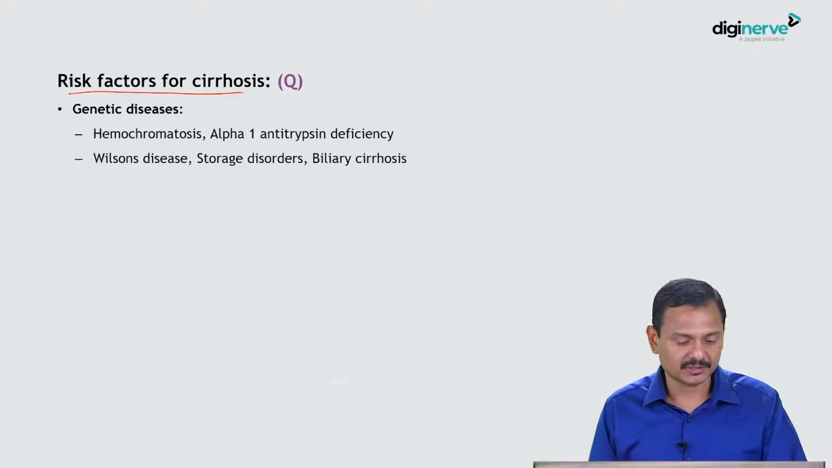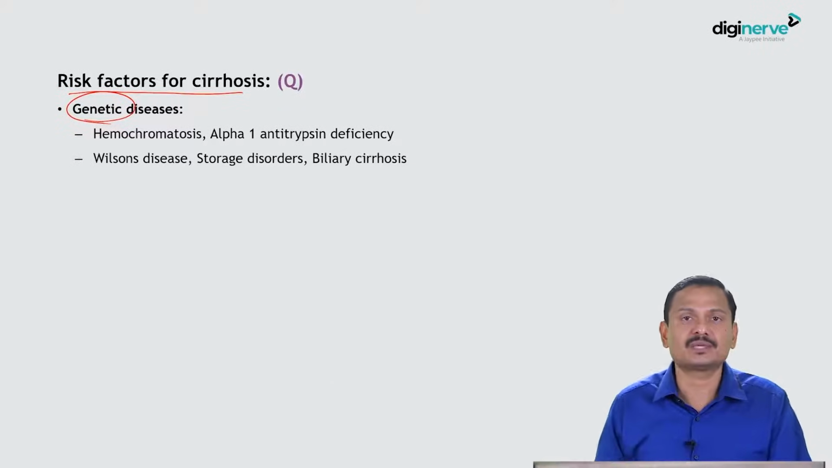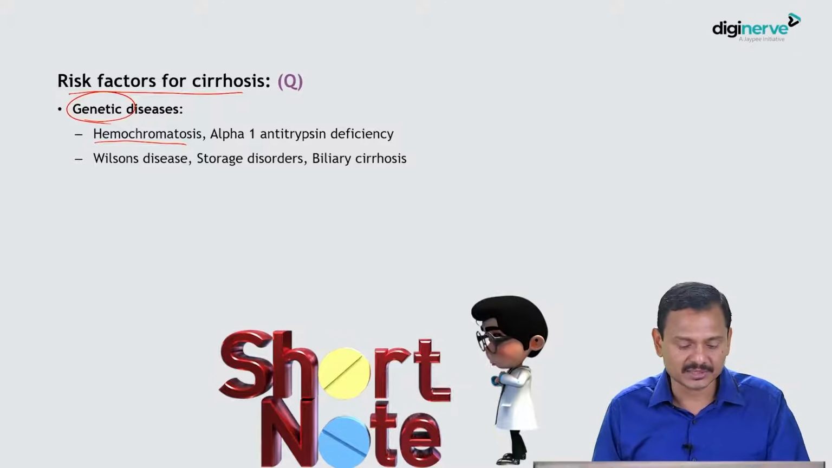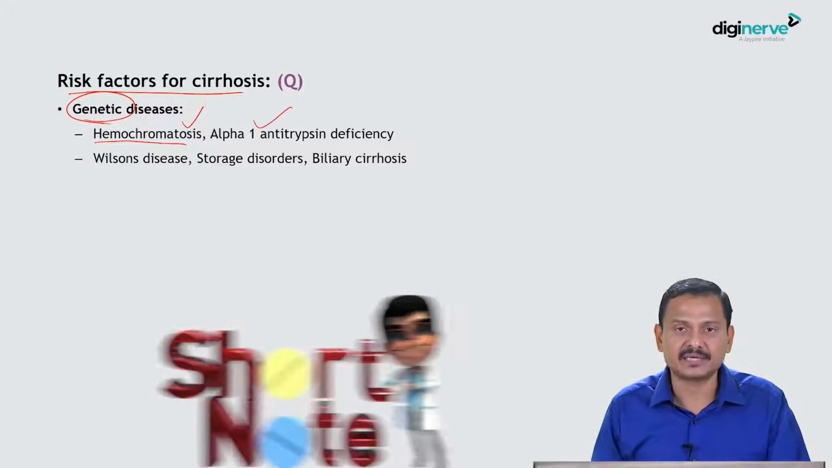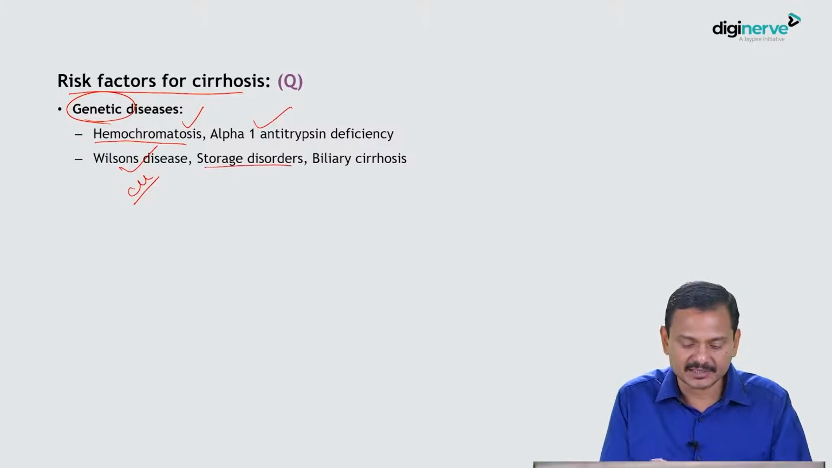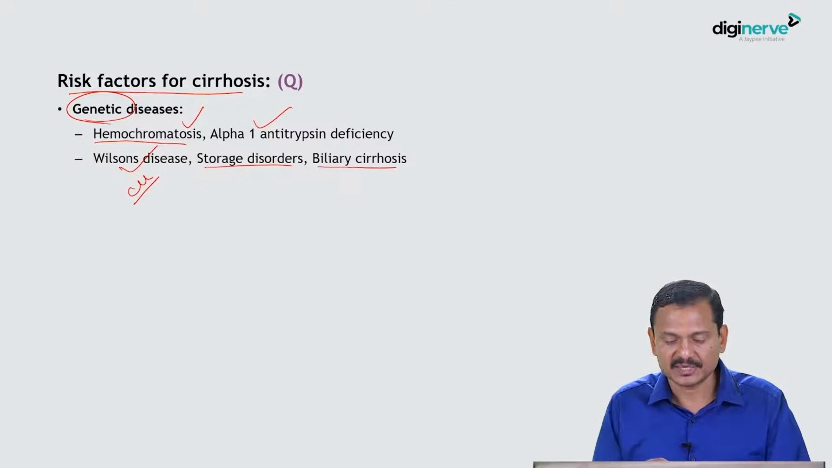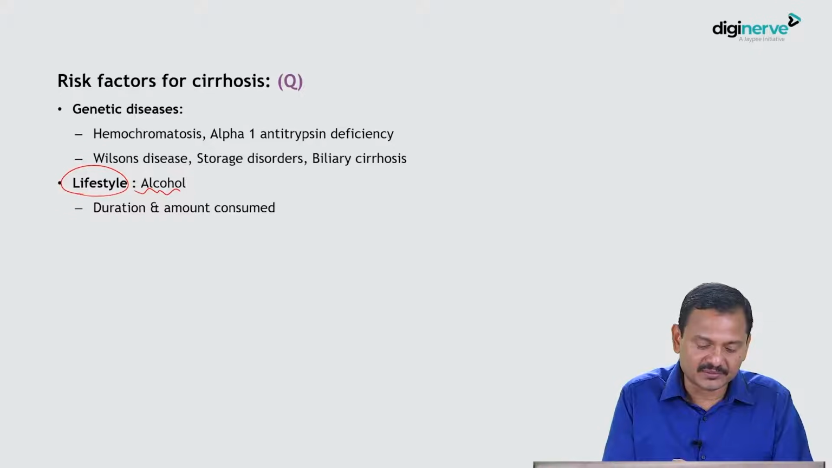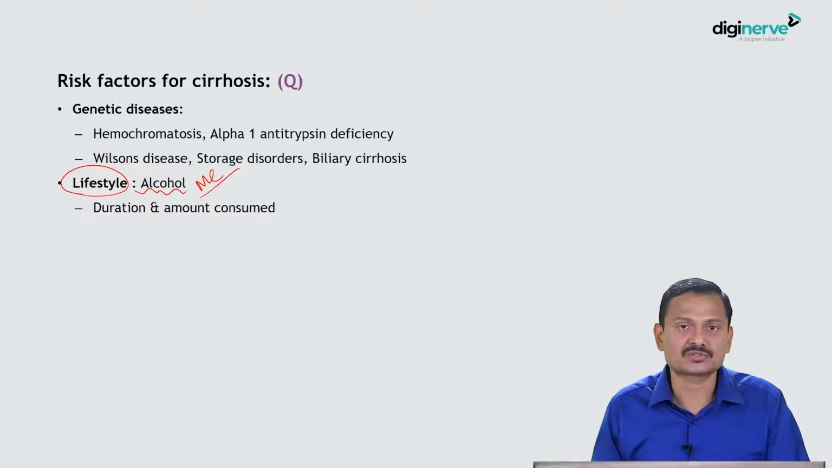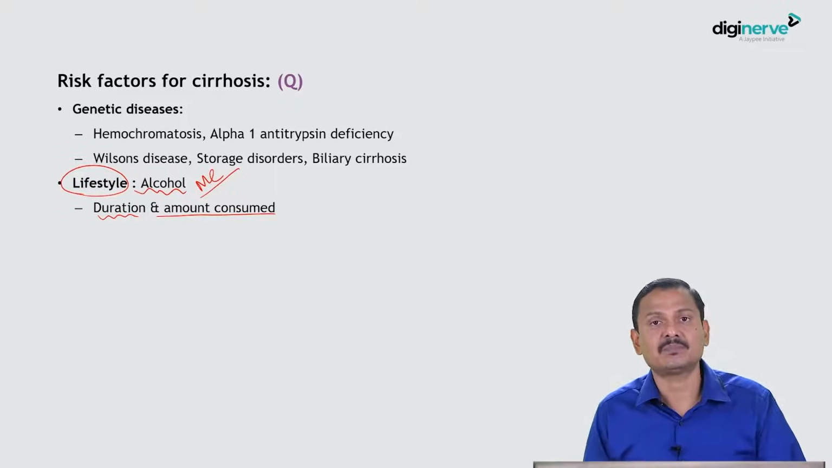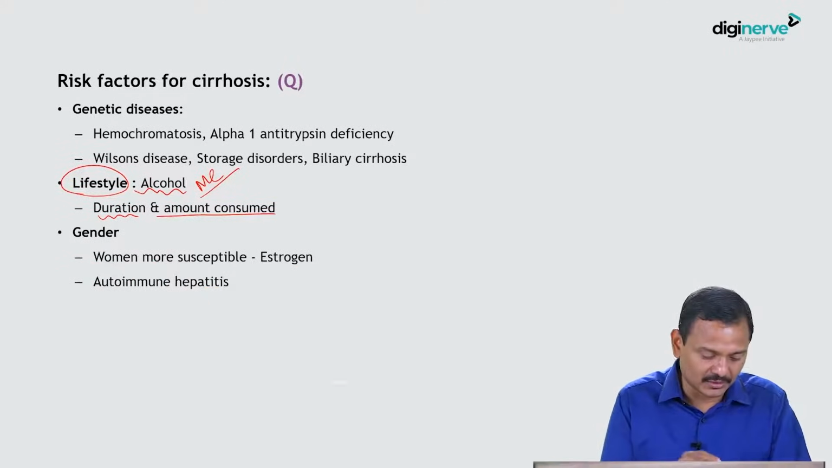Now let's discuss what are the risk factors for cirrhosis. First, there has to be a genetic predisposition, and the genetic diseases commonly encountered are hemochromatosis, alpha 1 antitrypsin deficiency, Wilson's disease in relation to copper abnormality, then there can be storage disorders as well as biliary cirrhosis. The next is lifestyle, and we know alcohol is the most common cause of cirrhosis, and that depends on the duration as well as the amount of consumption of alcohol.